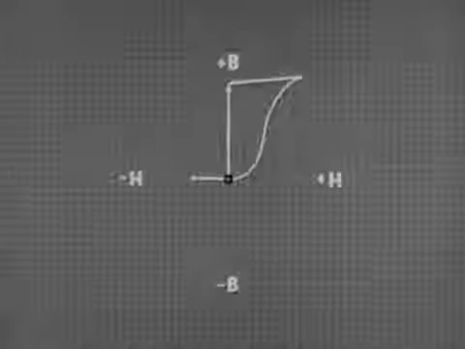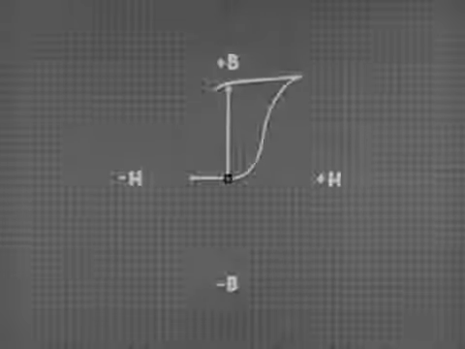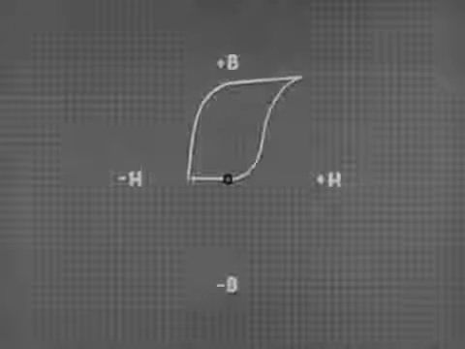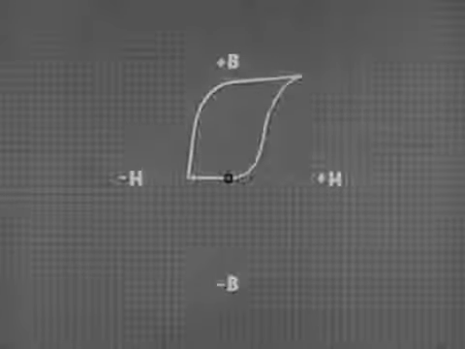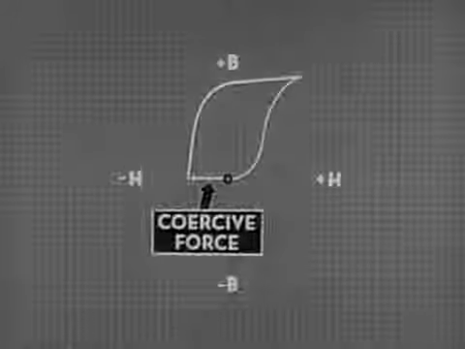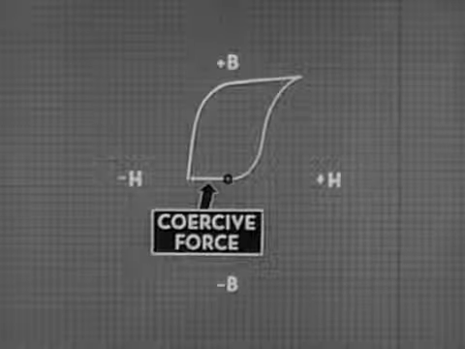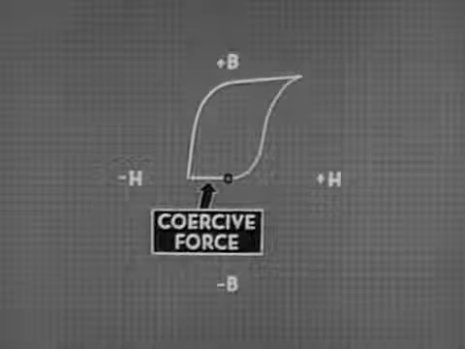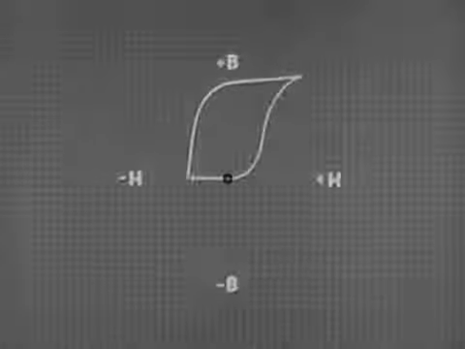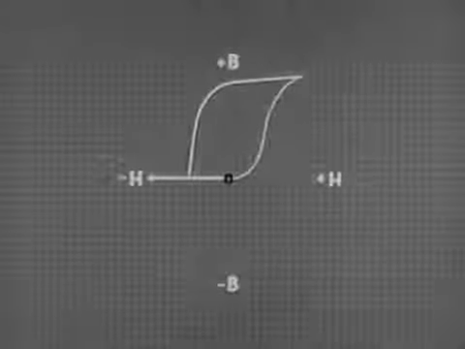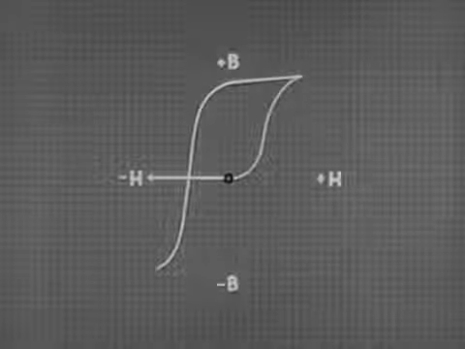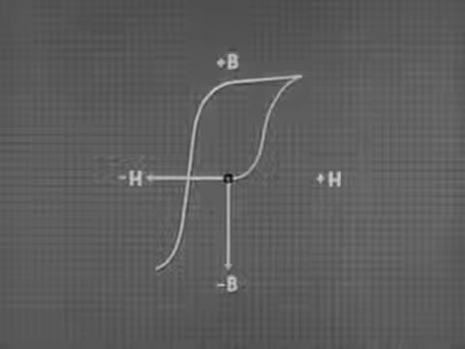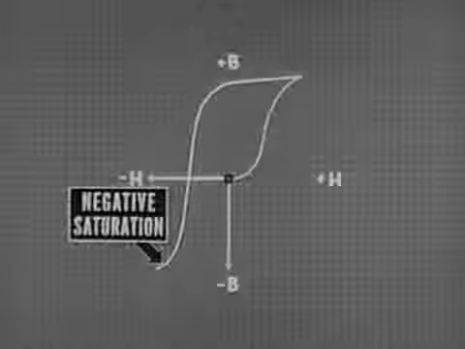We need a certain amount of negative magnetizing force to overcome the existing positive residual magnetism in the core. The amount needed is called the coercive force. At this point, the material contains no magnetism. The flux density is 0. Adding more negative magnetizing force produces a negative flux density. And again, the core is brought to a state of saturation, negative saturation.